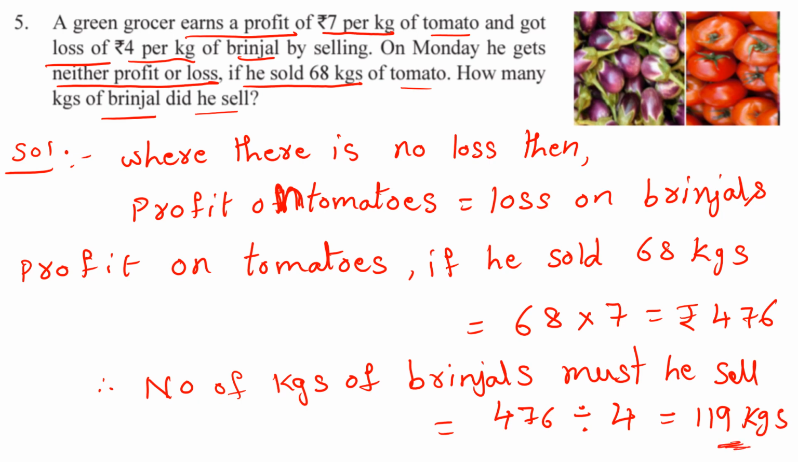At that time he gets neither profit nor loss. Okay, children. So right here, the profit on tomatoes is equal to the loss on brinjals. Profit on tomatoes, if he sold 68 kgs, we multiply 68 into 7, that is 476 rupees. The number of kgs of brinjals he must sell is 476 rupees divided by 4, that equals 119 kgs. So he sells 119 kgs of brinjals. Okay, children? Right.